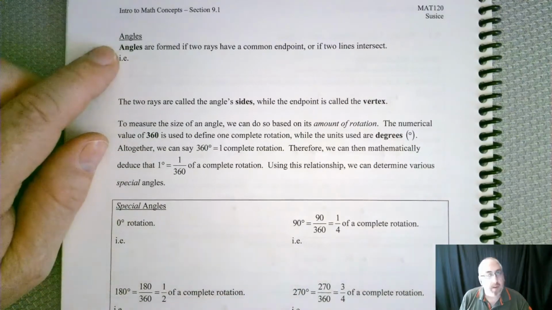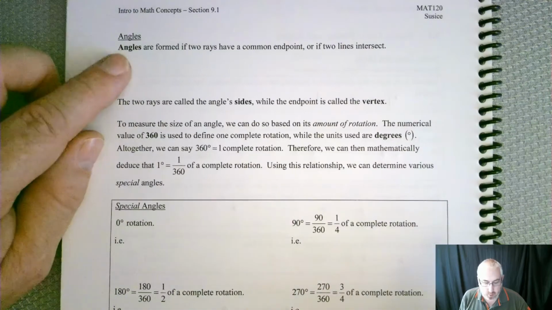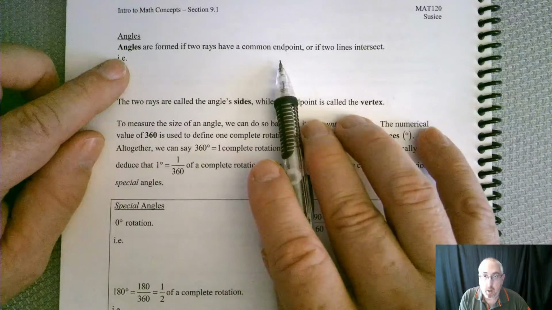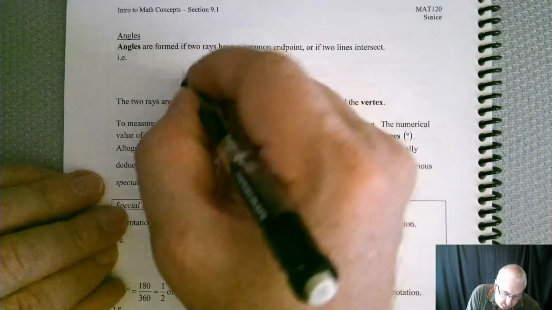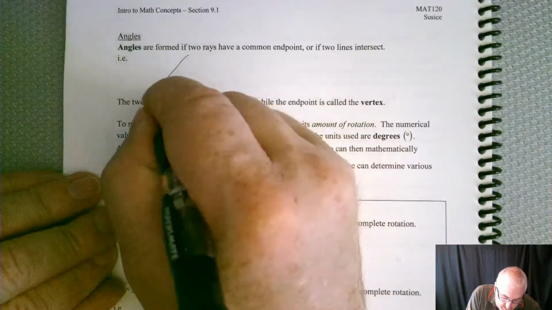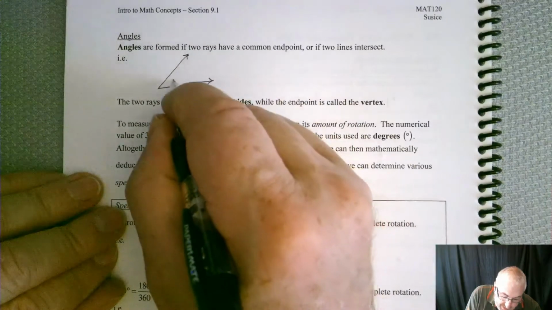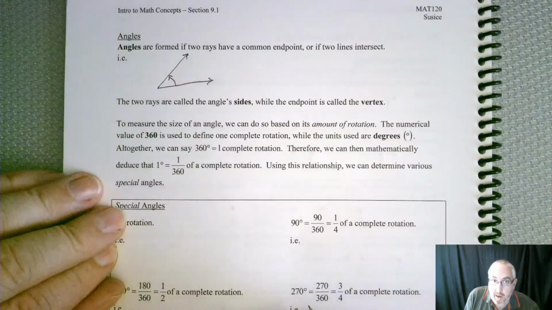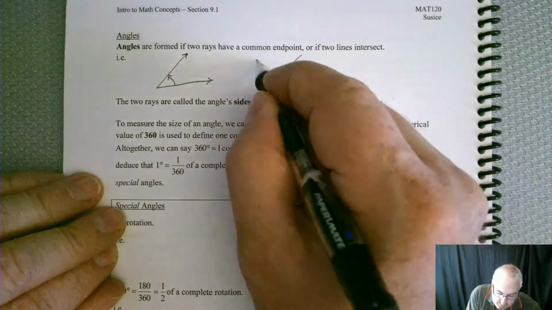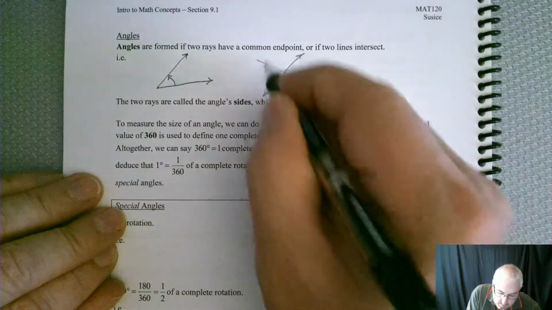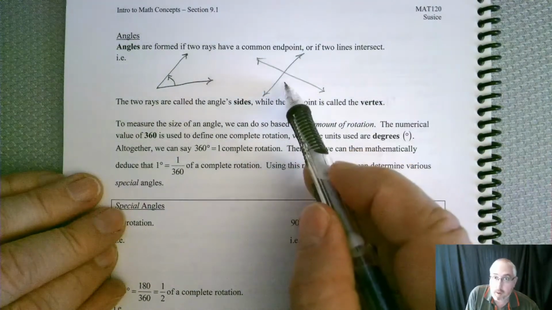Angles are formed in a lot of different ways, but two common ones are listed here. It says angles are formed if two rays have a common endpoint or if two lines intersect. So you could have something that looks like this. And so the angle is kind of like the space between the two rays. Or if you have two lines intersect, you could have something that looks like this. And in which case we got a lot of angles. So we got four of them, 1, 2, 3, 4.